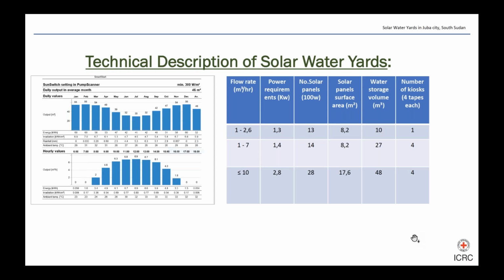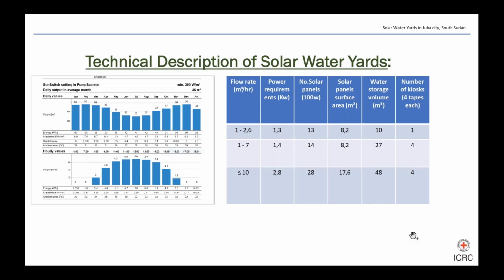It's important to note that the design of the solar water yard is based on the yield of the borehole. In this instance, we have 3 designs. For a borehole with a yield between 1 and 2.6 cubic meters per hour, you will have a 10 cubic meter tank at a height of 4 meters with a maximum of 2 kiosks.